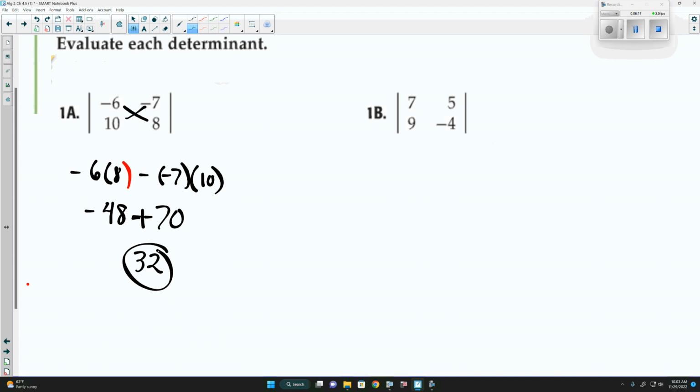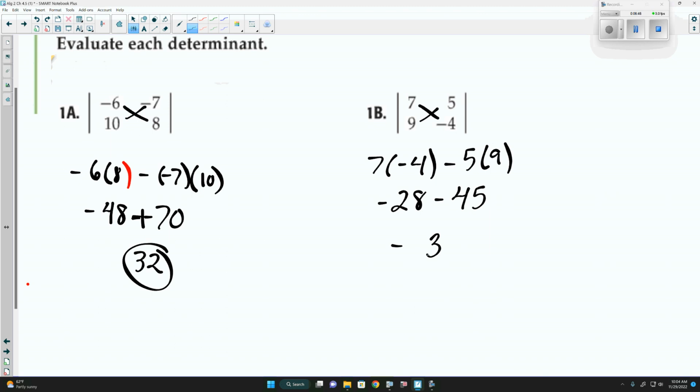So again, I think it's almost as fast to just do this by hand. And the last one, we'll have 7 times negative 4 minus 5 times 9. And at this point, if you wanted to just type this in as we have it, hit enter, and it would give you the answer. 7 times negative 4 is negative 28. 5 times 9 is 45. Negative 73.